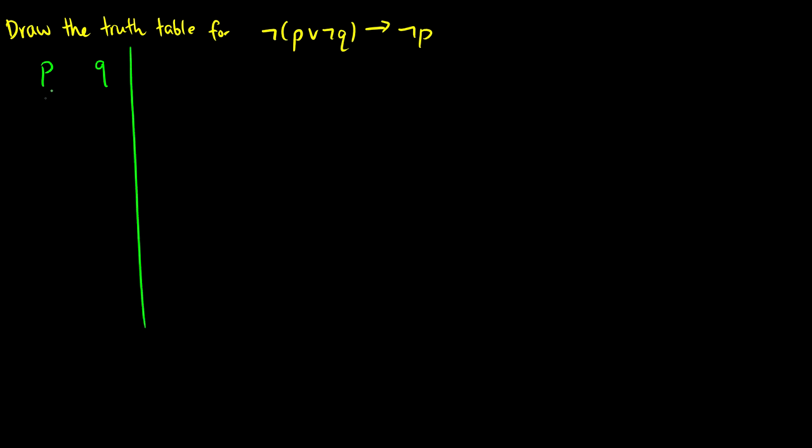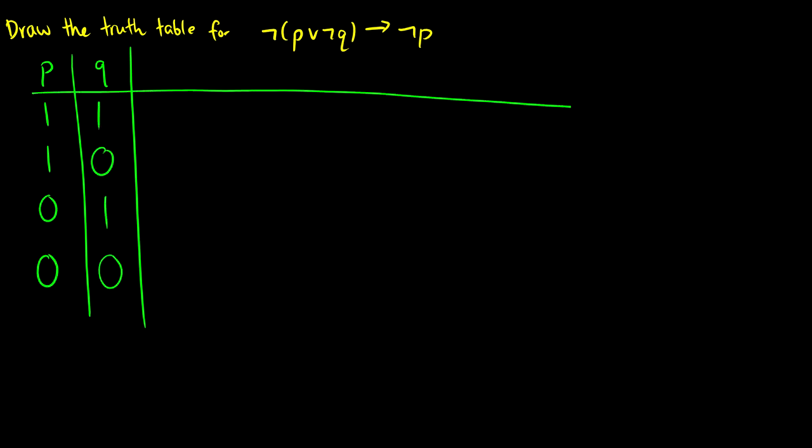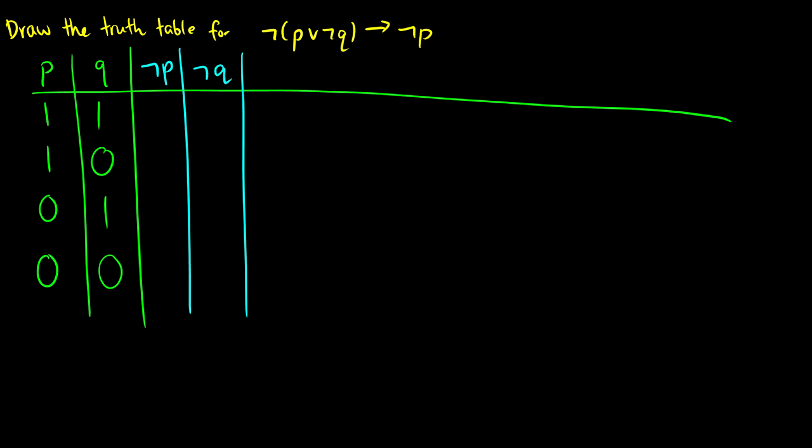So we have P can be 1, 1, 0, 0. Q will be 1, 0, 1, 0. And I'll make a nice long line across the top. Okay, so first one we have is we have a not Q and a not P in there. So we'll do a column for not P. We'll do a column for not Q.